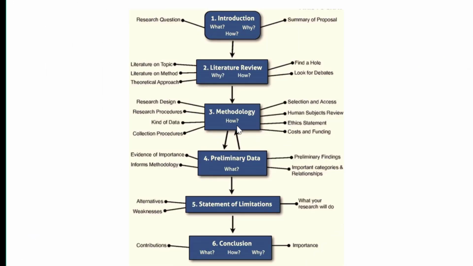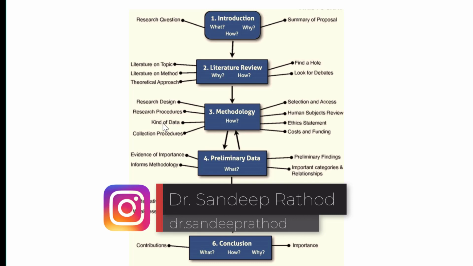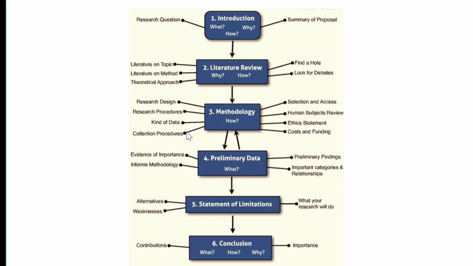In the third chapter, which is going to be the research methodology chapter, you'll have to explain how you have done this project or how you'll be doing this project. You'll have to explain the research design, the research procedure, the kind of data, and how you have collected primary data and secondary data. The collection process, how you have collected data with the help of surveys, interviews, or experiments, you'll also have to explain here. Also the selection and access of various data you'll have to explain. Also the ethical statements, quotes, and funding, if there's any, you'll also have to explain in the research methodology chapter.